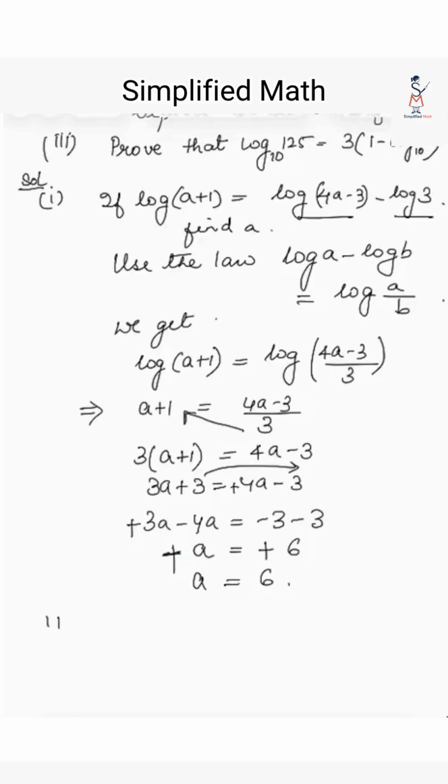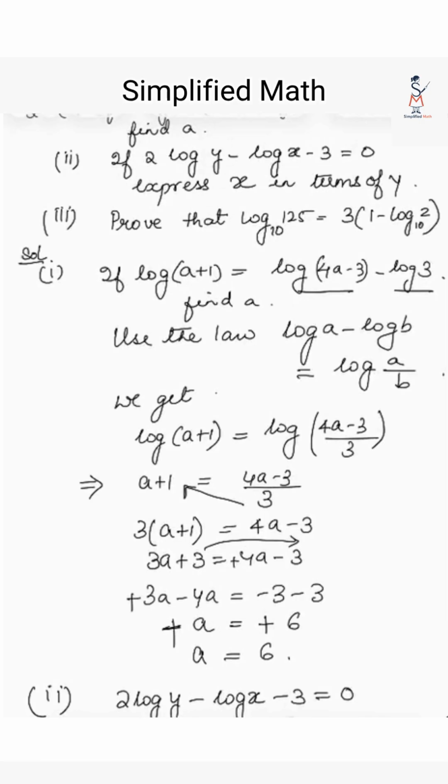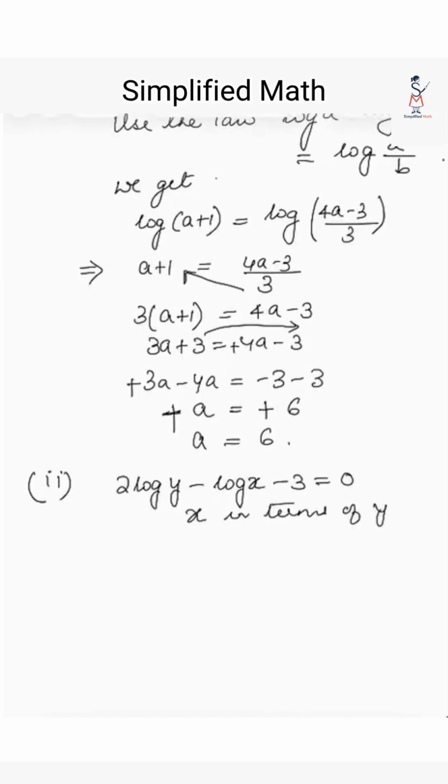Now we will see the second part of this question. The second part is 2 log y minus log x minus 3 is equal to 0, and you have to express x in terms of y. Fine. 2 log y minus log x minus 3 is equal to 0. Express x in terms of y.